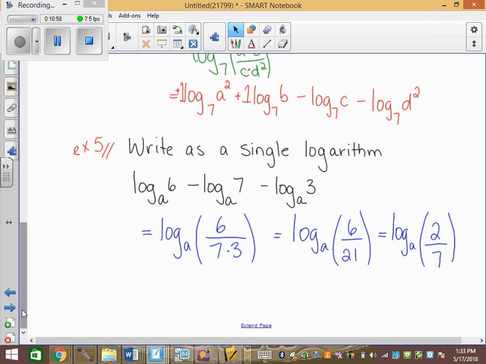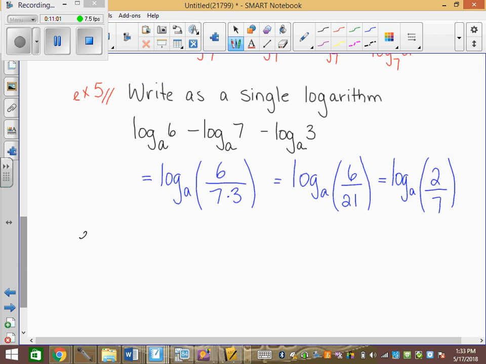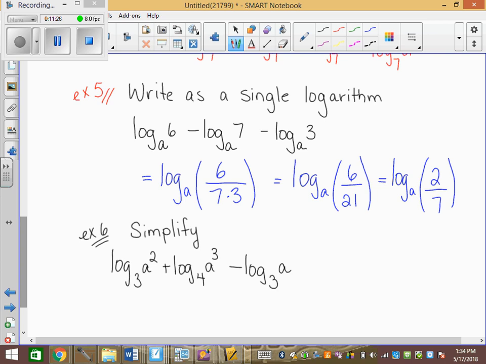So, last example where we have 1s in front. Example 6, simplify. So this is going to say simplify, and I want to see what you would do with it. Okay? So we're going to try this one out. Log base 3 of a squared plus log base 4 of a cubed minus log base 3 of a minus log base 4 of a to the 4. Try these out.